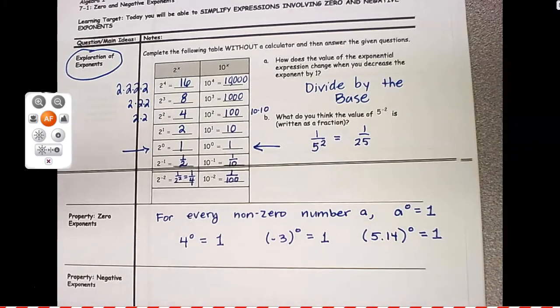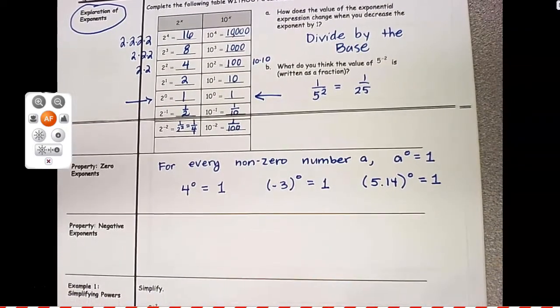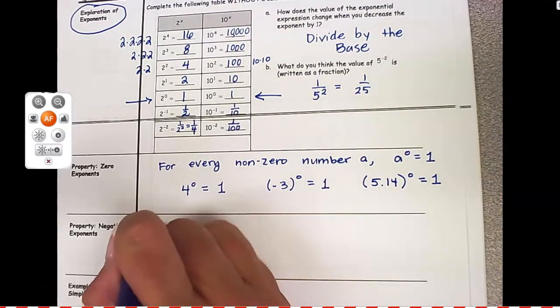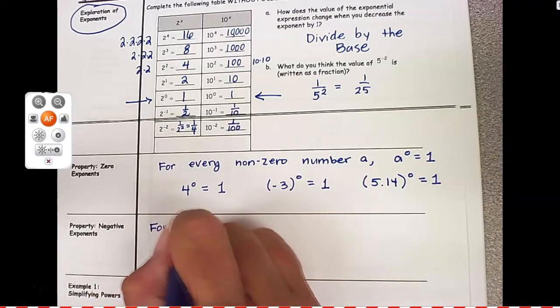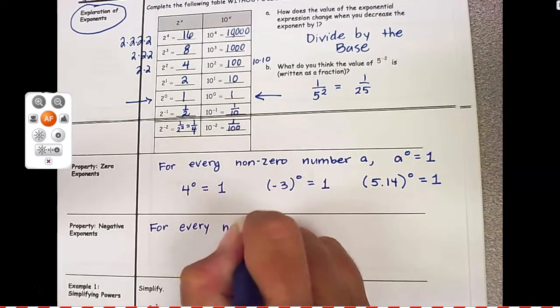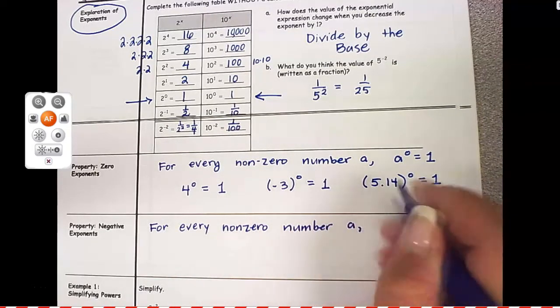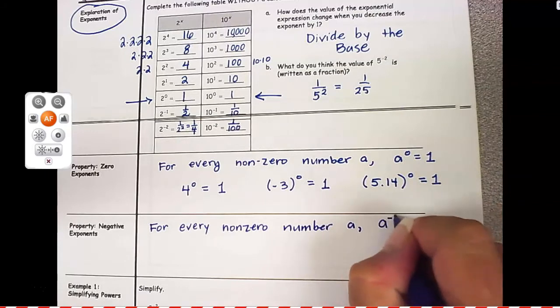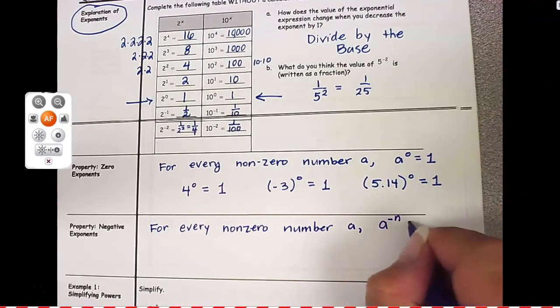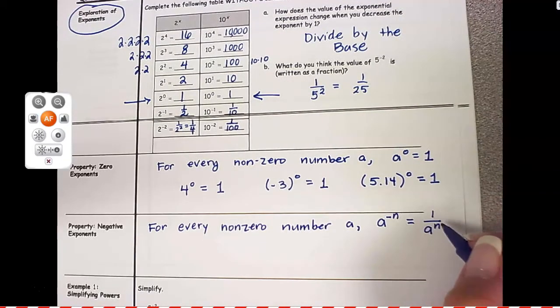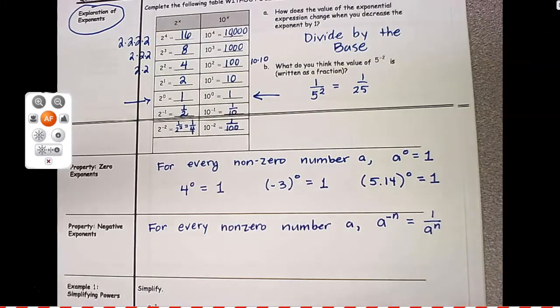So you've seen some number examples. Now my negative exponent property, I'm going to give a generalized statement for every non-zero number a to the negative n, so a to any negative exponent, you simply take the reciprocal. When I say take the reciprocal, if it's in a numerator, you put it in a denominator. If it's in a denominator, you can put it in the numerator.